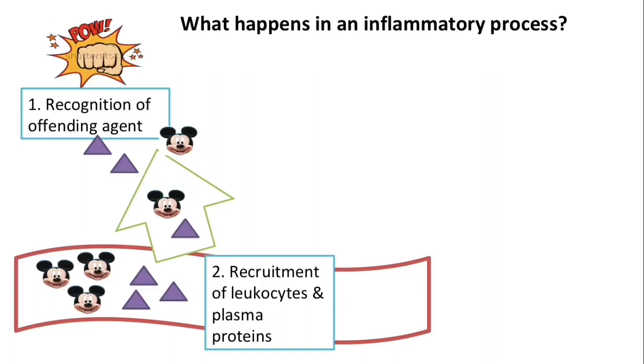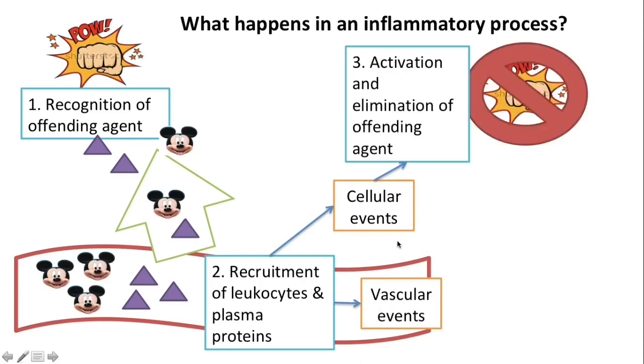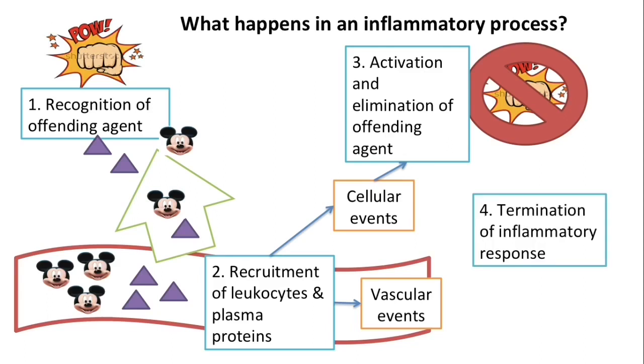And this occurs via a sequential step of events which include the vascular events as well as the cellular events, which result in the leukocytes and plasma proteins being at the site of injury, where they will be activated and they will perform actions to eliminate the offending agent. After that is sorted, then you will have termination of that inflammatory response, and that is followed by repair of the injured tissue.